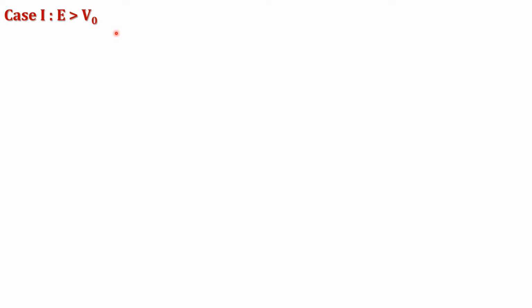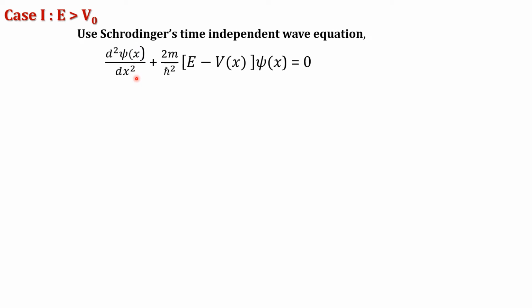Then quantum mechanically we prove that there is partial transmission, that is T tends towards 1, and partial reflection, R tends towards 0, for the case E greater than V0. Hence we use Schrodinger's steady state equation. The general equation is given here: d square psi of x by dx square plus 2m by h cross square, bracketed term E minus V of x, multiplied by psi of x, equal to 0.